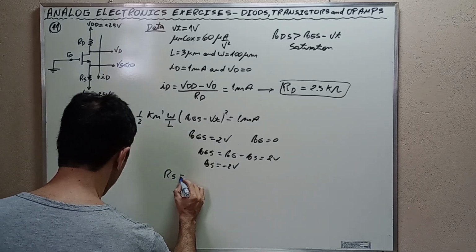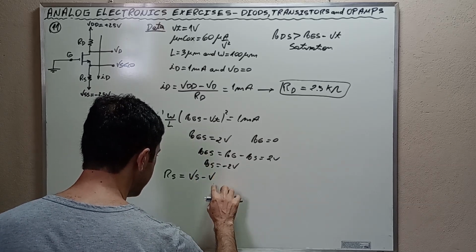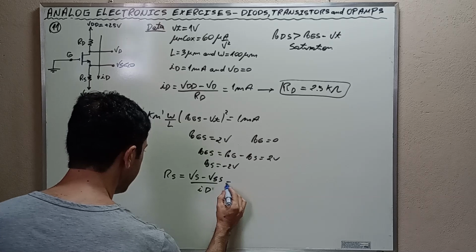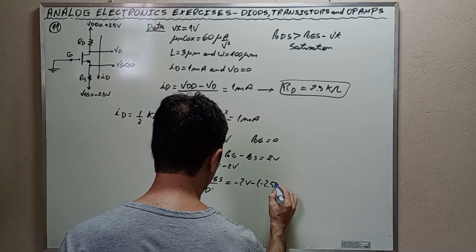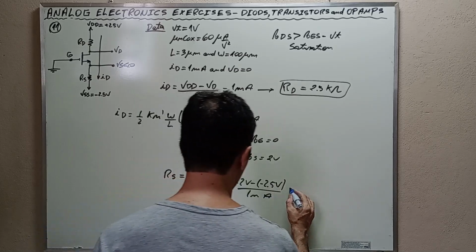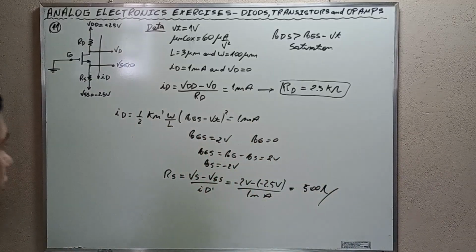Rs is equal to Vs minus VSS divided by ID, and this is equal to negative 2 volts minus 2.5 volts, all divided by 1 milliamp, and this is equal to 500 ohms. Okay, my friends, this is the value of Rs, and we've just calculated everything that the exercise wanted us to calculate. Let's move on to exercise 12.